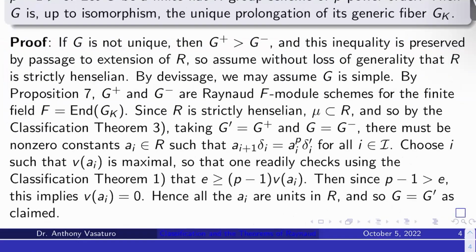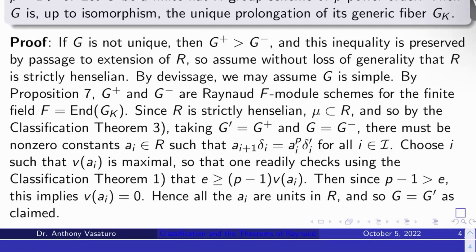The point is, if G isn't unique, then G plus is bigger than G minus under the ordering on prolongations, where G plus is the sup and G minus is the inf. And this inequality you can check is preserved by passage to extension of R. And so what I can do is assume without loss of generality, by extension, that R is strictly Henselian, which makes things easier. By dévissage, I can even assume G is simple, okay?